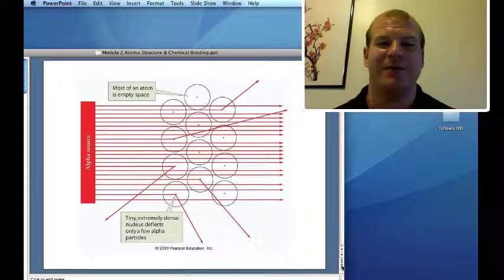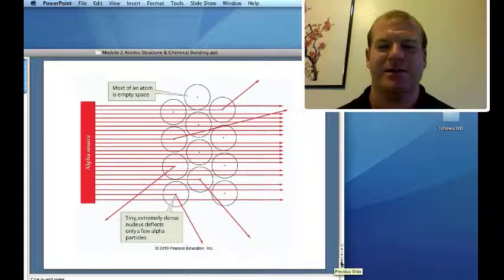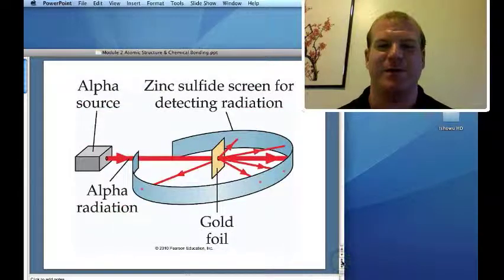And so this is what he came up with: the atoms are mostly empty space, but there's a really dense, solid part. And this explained a lot of the data. The empty space explained why most of the radiation went right through, but some was deflected at various angles, and that's the positive center.